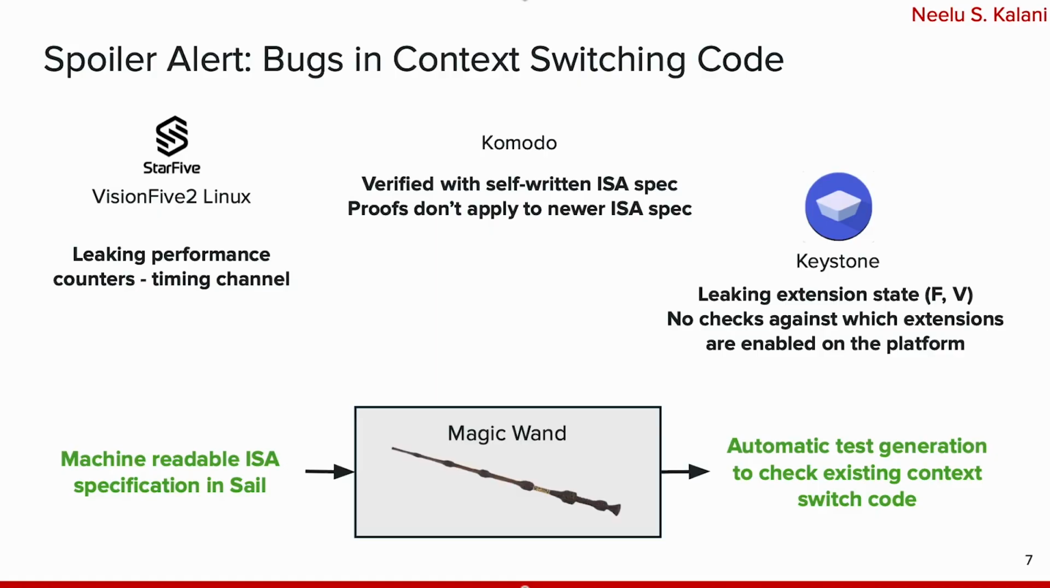To find these bugs, we did not go and read those thousands of pages of Prose-style ISA manual PDFs, tempting as that may be. Instead, we leveraged the machine-readable ISA specification written in the Sail language and automatically generated tests to check if the context switch code swaps all that ISA state correctly.